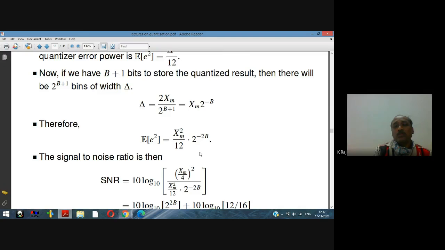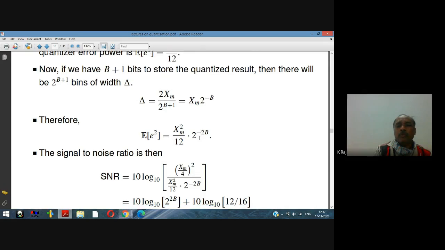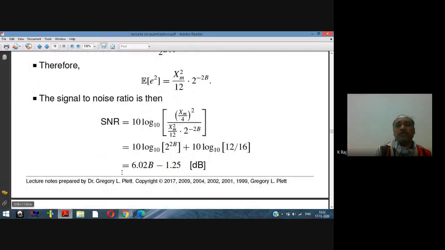And the signal to noise ratio is 10 log 10 of the signal power, that is (xm/4) squared, divided by the error power, that is xm squared by 12 multiplied by 2 to the power minus 2b, as we have calculated. Now if we solve this, then finally we will get it equal to 6.02b minus 1.25 dB.